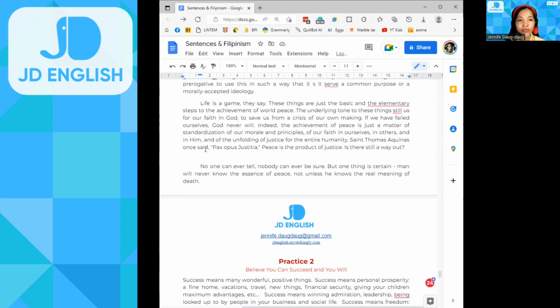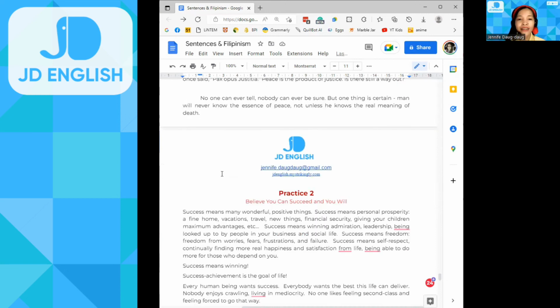St. Thomas Aquinas once said, Pax opus justitia. Peace is the product of justice. Is there still a way out? No one can ever tell. Nobody can ever be sure. But one thing is certain. Man will never know the essence of peace, not unless he knows the real meaning of death.